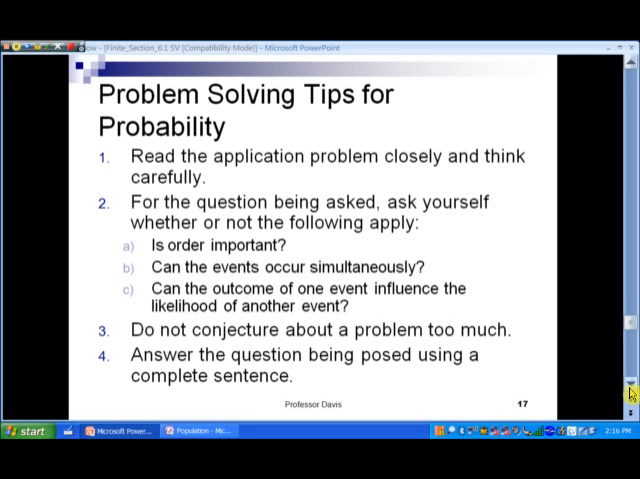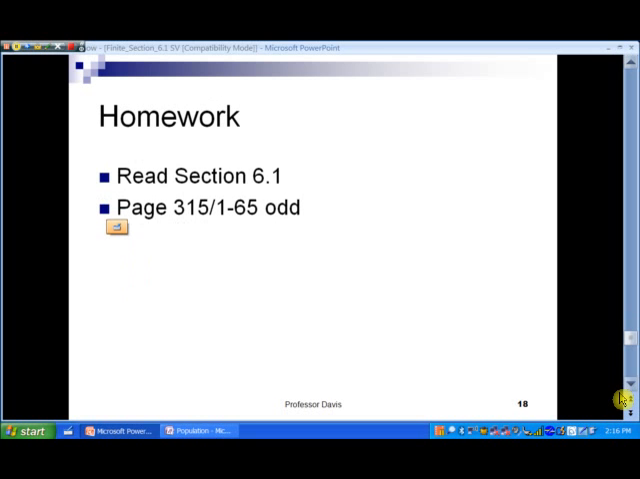Second, can the events occur at the same time? Can they occur simultaneously or not? Those events are called mutually exclusive events. Those are two events that cannot occur at the same time. And third, can the outcome of one event influence the likelihood of the other? In other words, this notion of independence. I talked about this before: don't conjecture and try to read too much into the problem. And finally, interpret the solution. Answer the question being posed using a complete sentence.